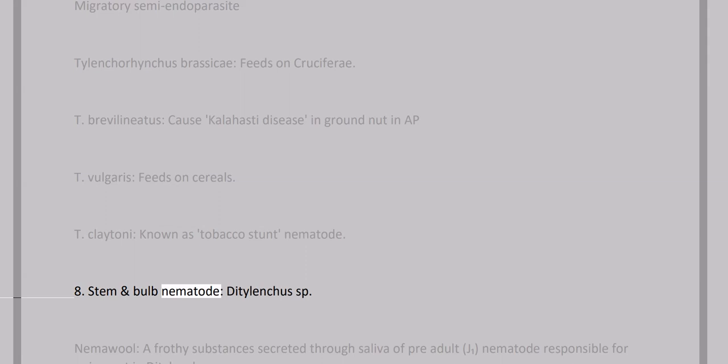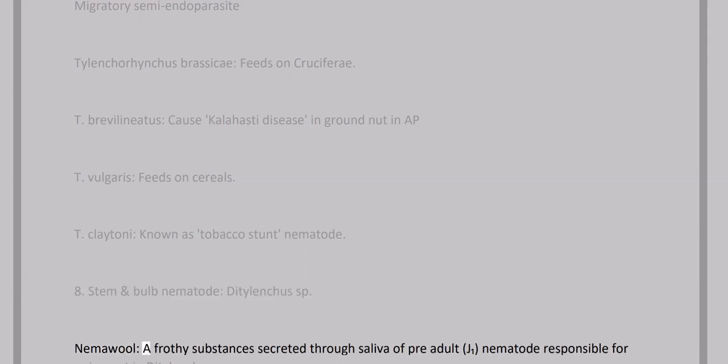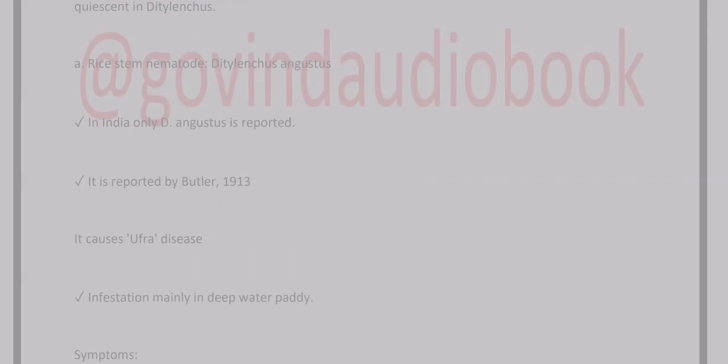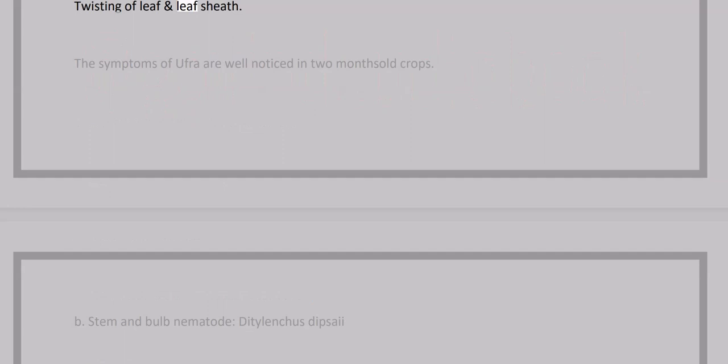8. Stem and bulb nematode, Ditylenchus sp. Nemawool is a frothy substance secreted through the saliva of the pre-adult J4 nematode, responsible for quiescence in Ditylenchus. A. Rice stem nematode, Ditylenchus angustus. In India only D. angustus is reported. It was reported by Butler, 1913. It causes ufra disease, with infestation mainly in deep water paddy. Symptoms: twisting of leaf and leaf sheath. The symptoms of ufra are well noticed in 2-month-old crops.